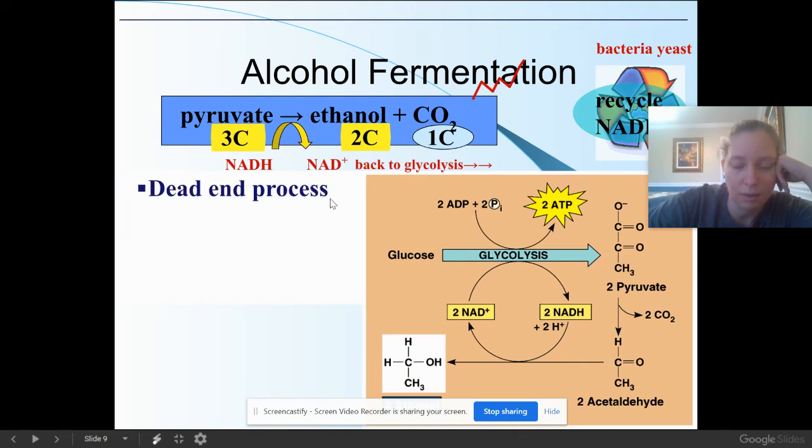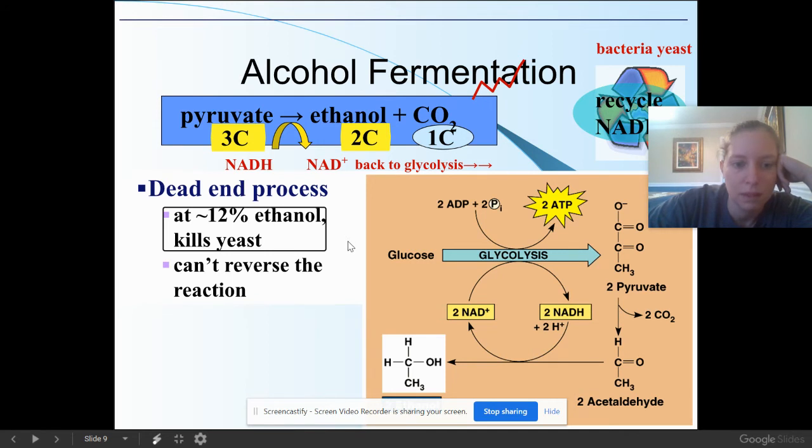A couple important things to know about alcoholic fermentation. This is a dead-end process. Once we make this ethanol, we aren't able to convert it back to another usable form in our cells. It can also be fatal to organisms to have too much alcohol around. Yeast can do this for a certain amount of time, but if they make too much alcohol, they're going to poison themselves and die. Like I said, you can't reverse this reaction, so you can't go backwards.